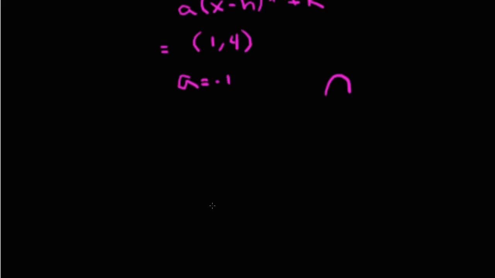Now suppose there's a problem where we're given a quadratic, and we'll use the one that we just did, f of x equals 4 minus (x minus 1) squared. And we're told to convert this to standard form. It's literally as easy as just multiplying this out and collecting like terms.